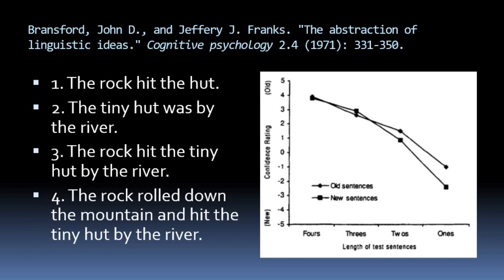You can have more than one proposition in a sentence. So the tiny hut was by the river contains at least the propositions the hut is tiny and the hut is by the river, right? Okay, so they would give people a bunch of simple sentences, and then they'd give them a complex sentence like the rock rolled down the mountain and hit the tiny hut by the river.